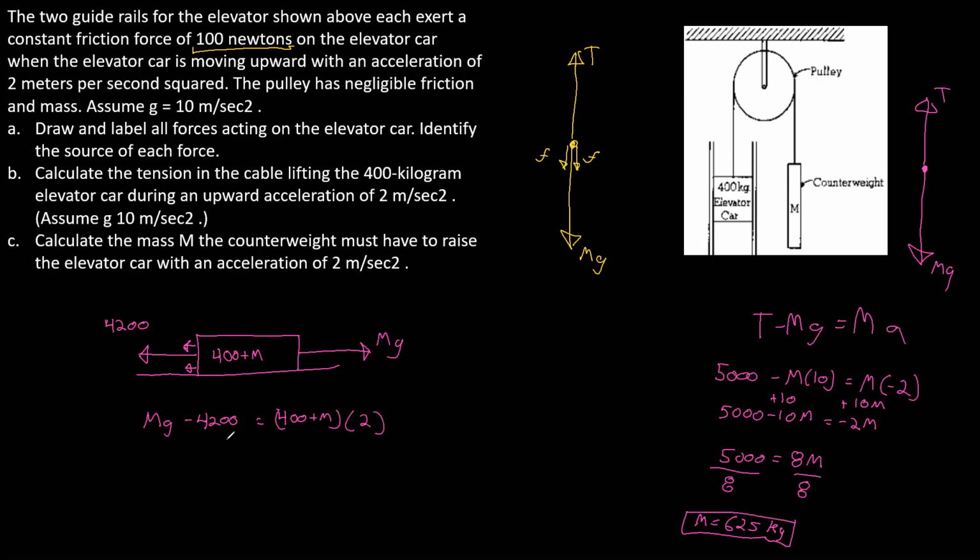And so from here, it would just be solving a problem. So Mg minus 4,200 equals 800 plus 2M. I could just do 10M here because g is 10. And you should be able to notice that we're quickly getting what we got before, because I add the 4,200 over, I subtract the 2M, and I get 8M equals 5,000, which is going to give us, again, 625 as my mass. So either approach works.